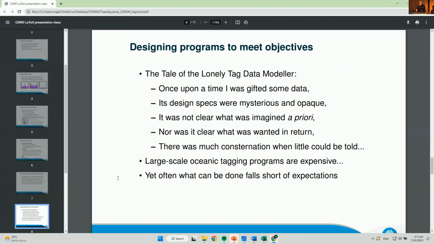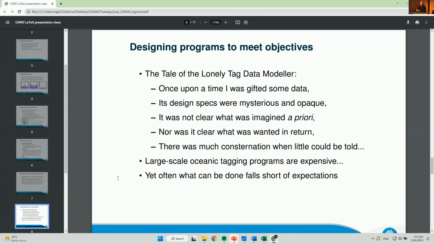How many people with tagged data have been through this story? You get the gift of the data. You don't really have any understanding of how it was collected. It wasn't that clear what they wanted from it in the first place. And then you go back and you try and do some modeling with it, and people are like, that's not what we signed up for. Why can't we estimate all this really cool stuff? And I think given the expense of large-scale oceanographic tagging programs, it's about time we got a better way of designing these programs for the objectives they're supposed to meet.